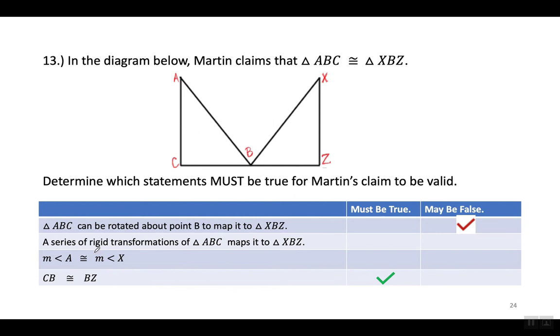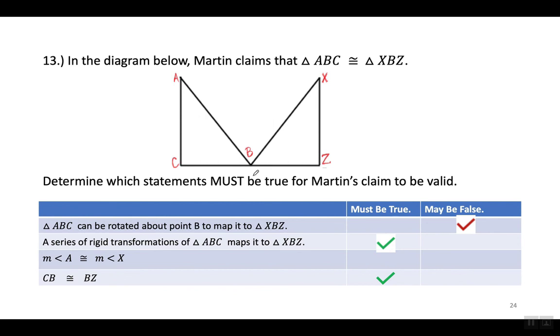The next one, a series of rigid transformations of triangle ABC maps it to triangle XBZ. A series of rigid transformations. Okay, so you should see that it's possible to do a reflection. A reflection would put triangle ABC on top of XBZ. It'll map it exactly on top of that. Okay, a reflection is a rigid motion.